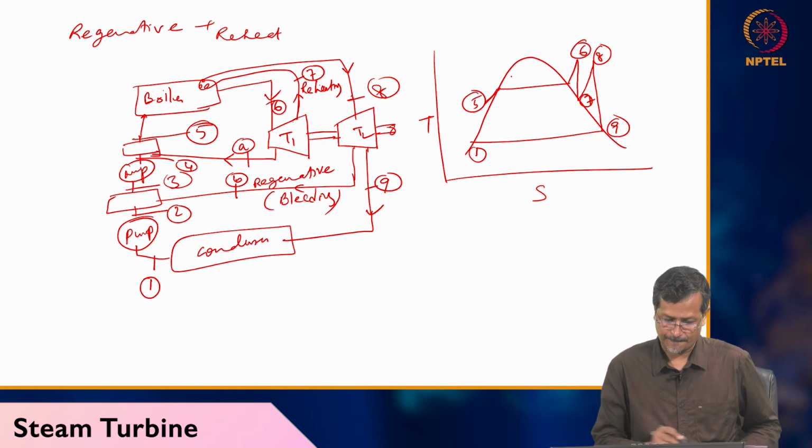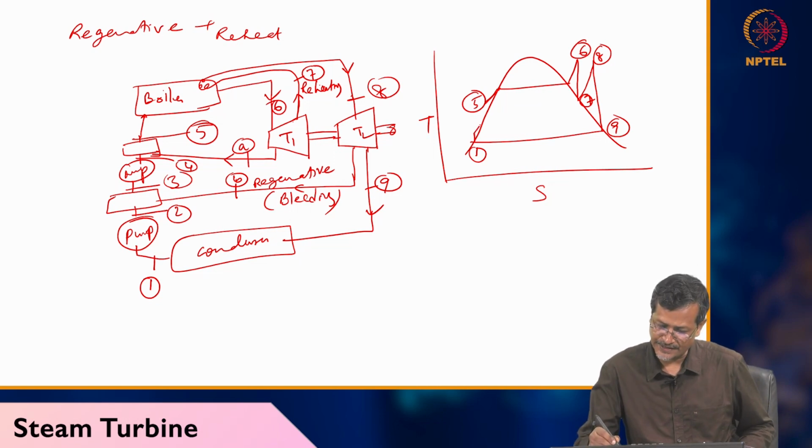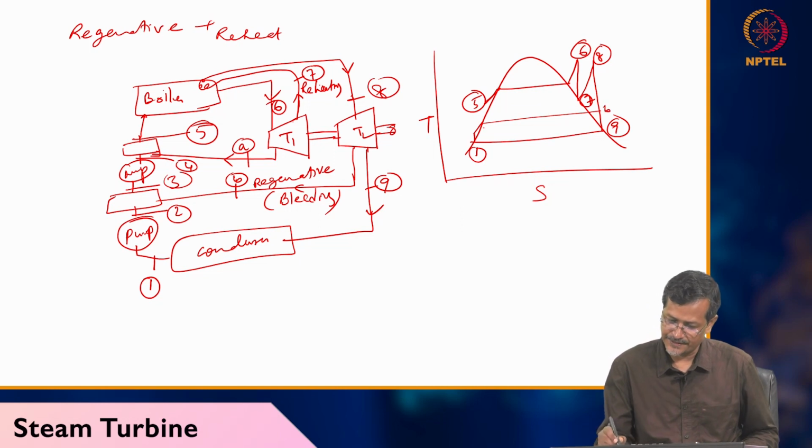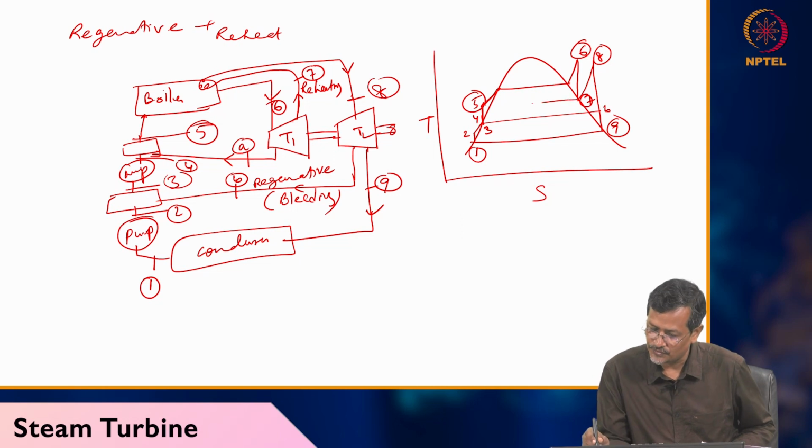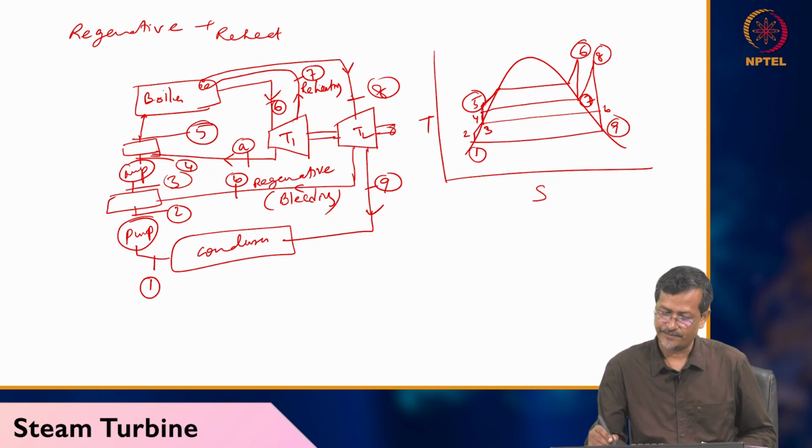Now 1 to 2 is the pump. Then 2 to 3, what is happening? 2 to 3 is actually heat increasing, so 2 to 3 is like this. You are taking bleeding amount B. Then 3 to 4, you see the pump working again. Then 4 to 5, the pump increasing temperature. 3 to 4, 4 to 5.